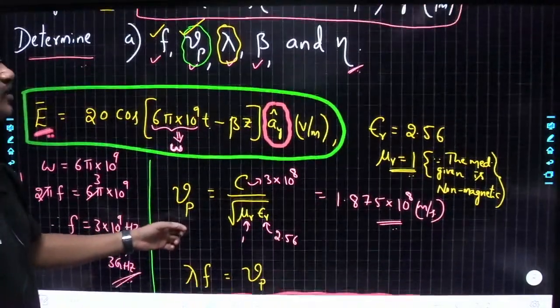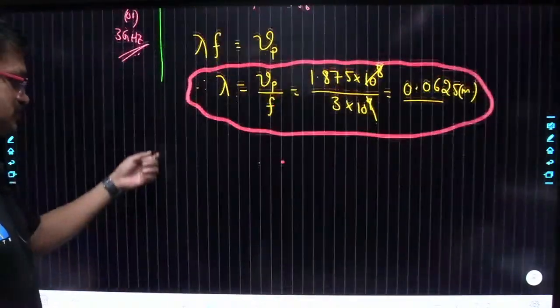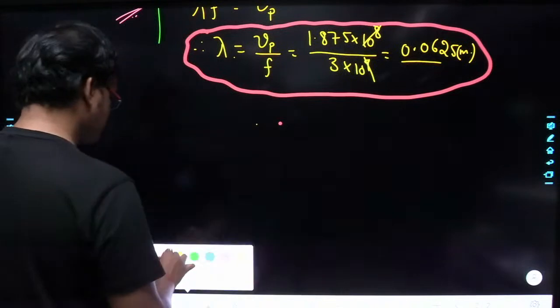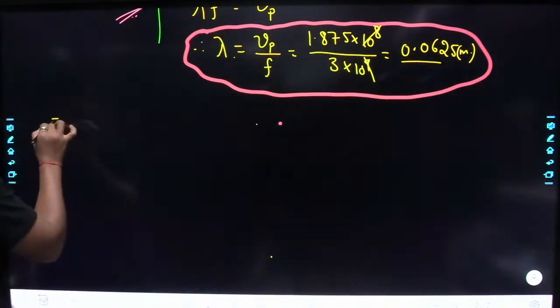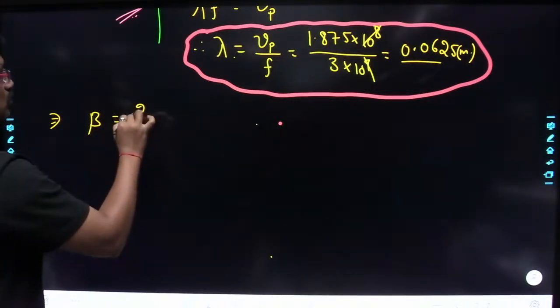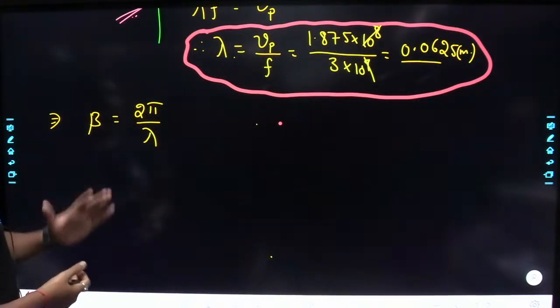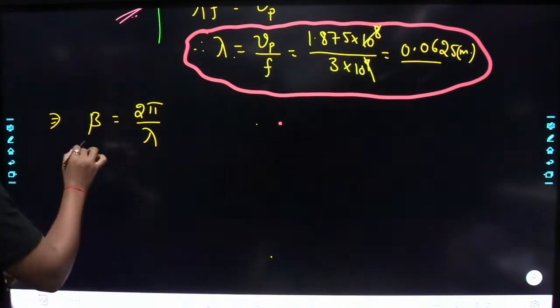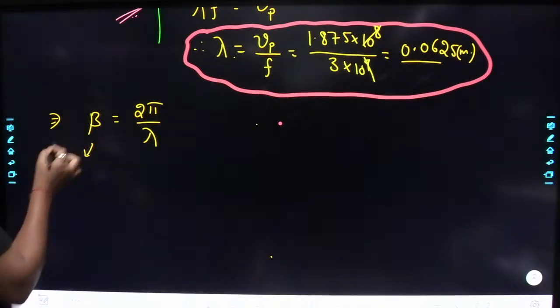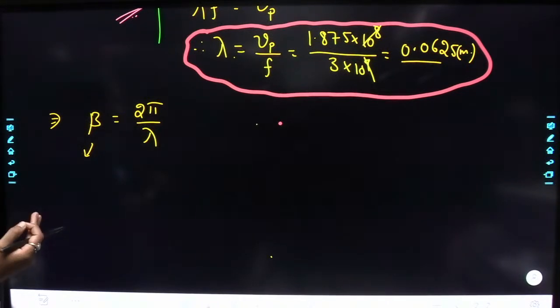Next they are asking for the phase constant beta. So what is phase constant beta here? We know that beta is equal to 2 pi by lambda. We know this one, yes or no? So the phase constant beta is equal to 2 pi by lambda. What do you mean by phase constant here? What will this phase constant tell you? It tells you how the spatial phase of the wave changes for every meter.